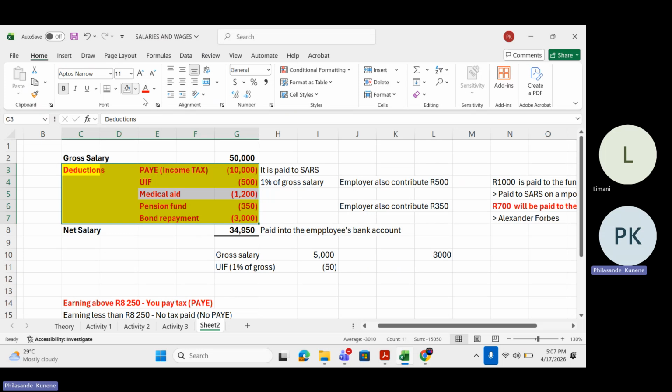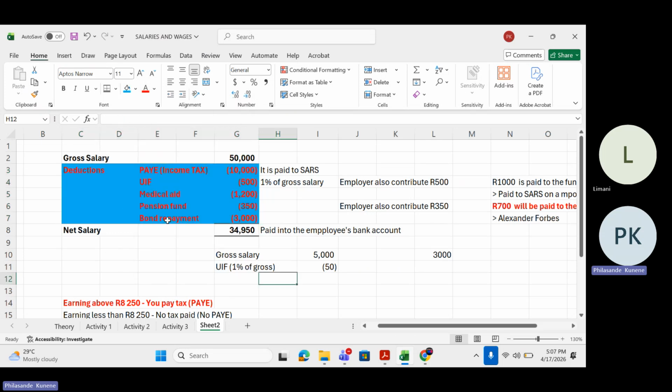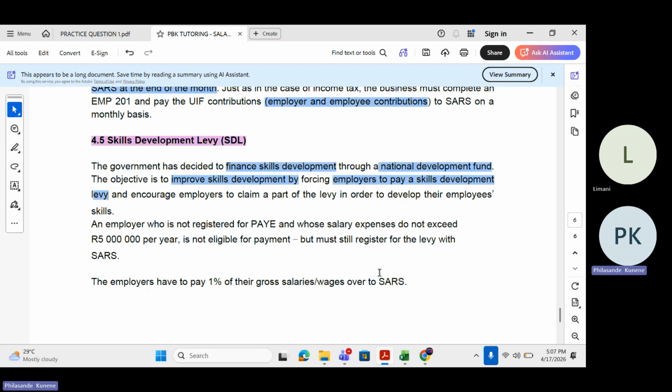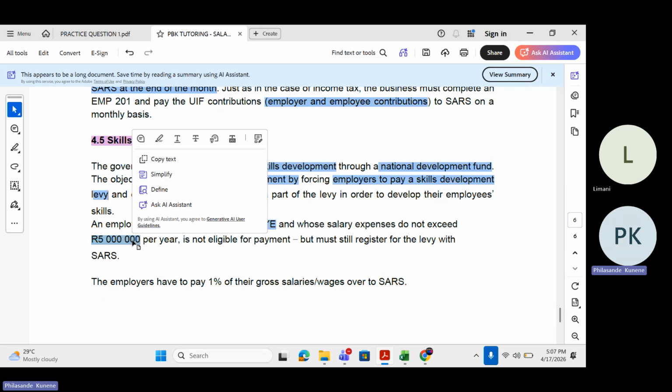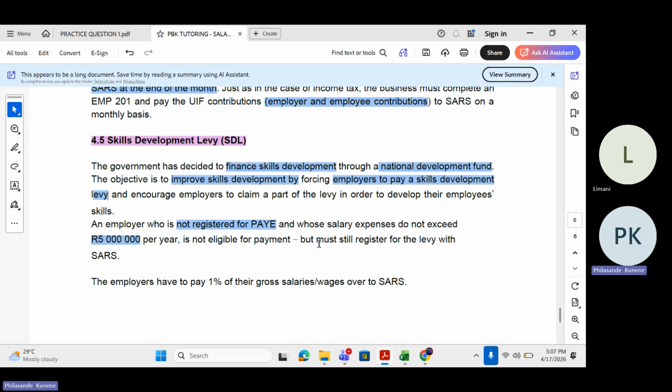You're not going to see it here because it is not paid by an employee, but it is paid by employers, right? And it encourages employers to claim a part of the levy in order to develop their employees' skills. So employers are the ones paying skills development levy, right? Now, an employer who is not registered for pay as you earn and whose salary expenses do not exceed 5 million per year is not eligible for payment, but must still register for levy with SARS. The total salary of your employees must exceed 5 million per year.